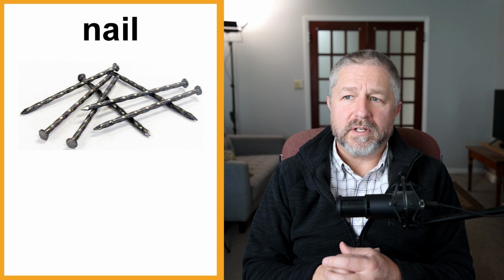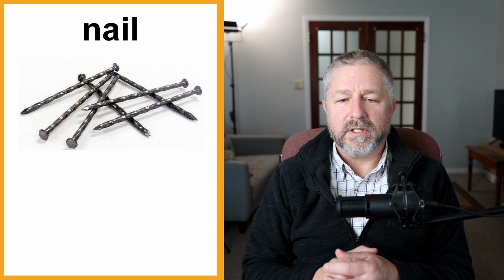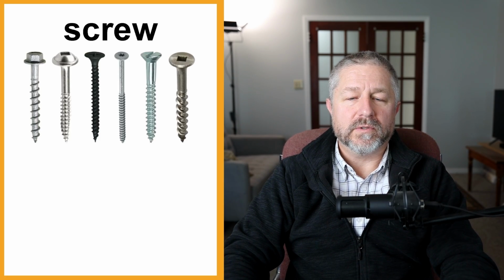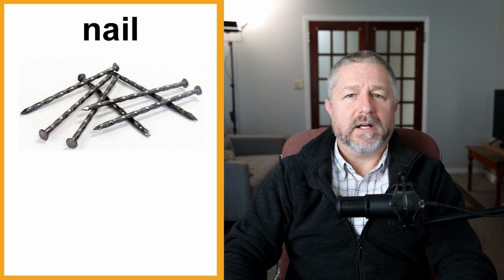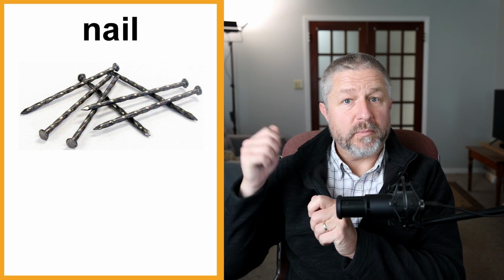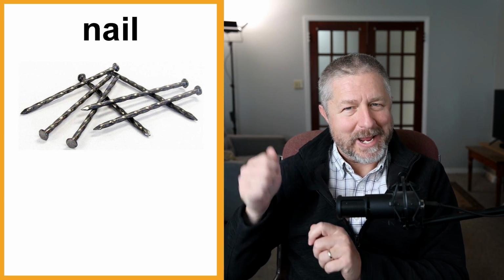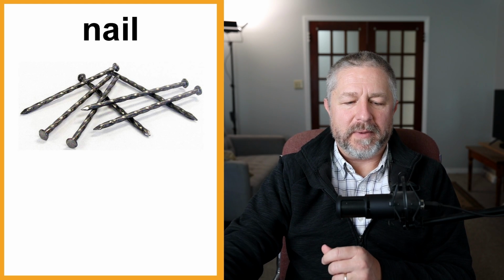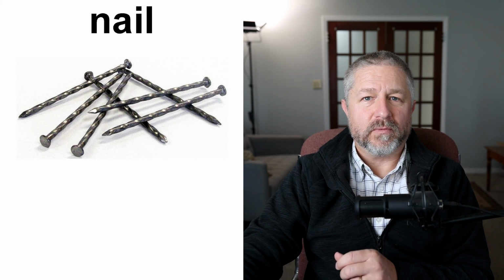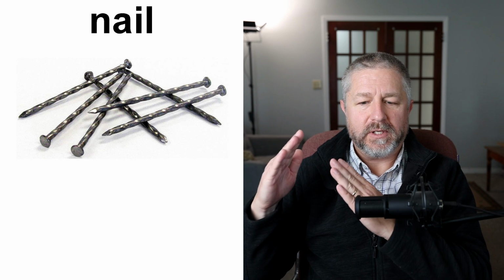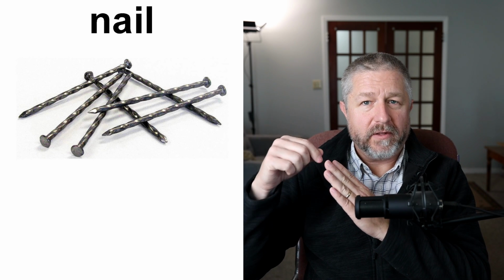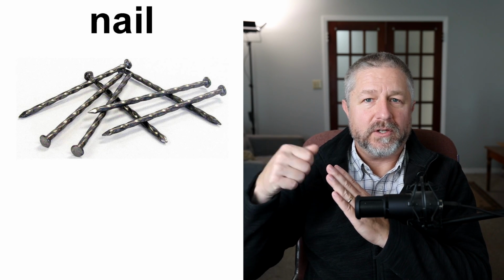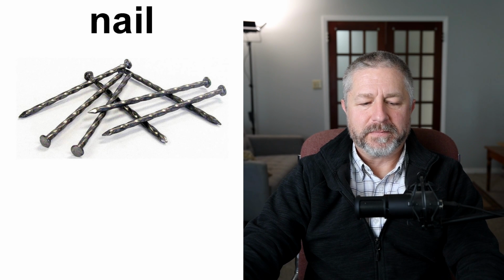So when you put two boards together, you can use a nail or you can use a screw. A nail is usually put in with a hammer. So you bang a nail in or you hammer the nail in. You can use the word hammer as a verb as well. But many times when you have two pieces of wood and you need to connect them, you will nail them together. So you will bang a nail in or hit a nail in with a hammer.